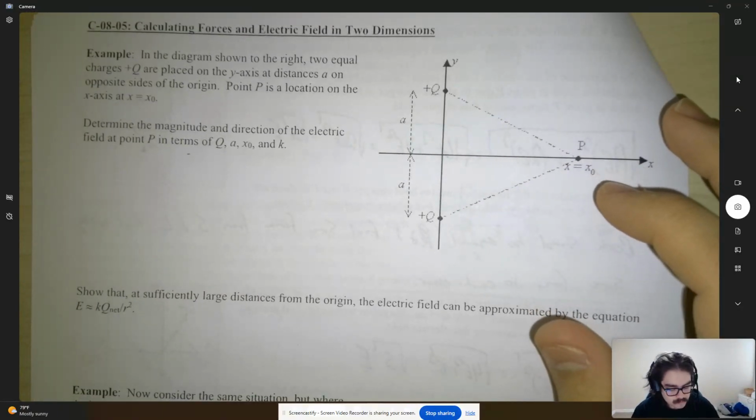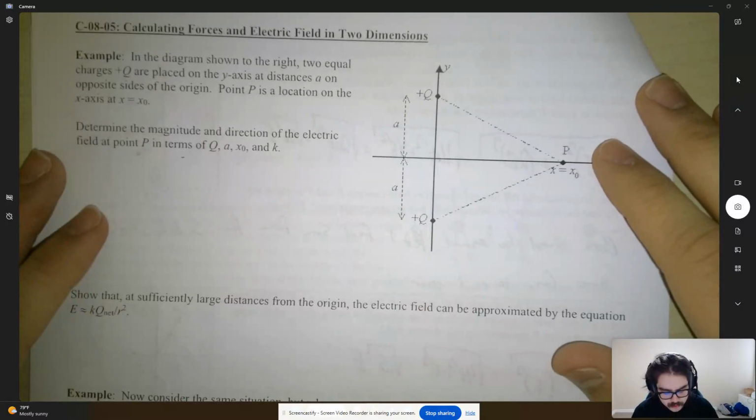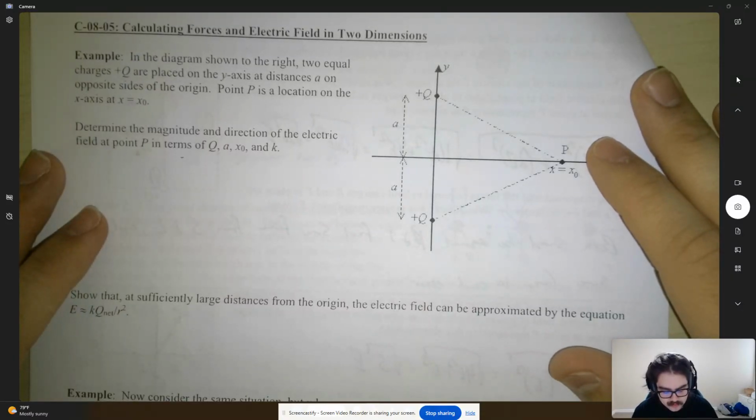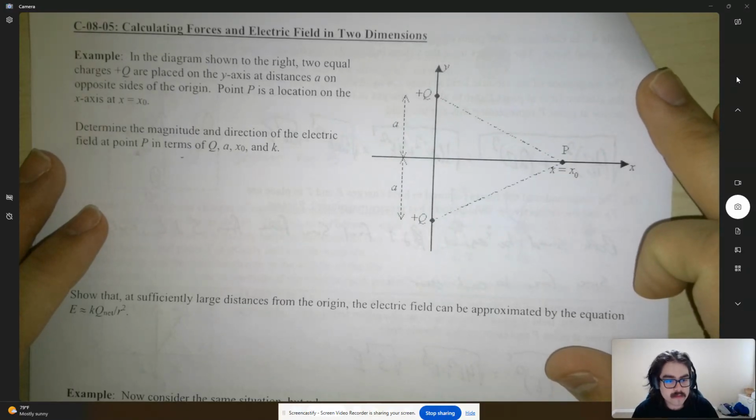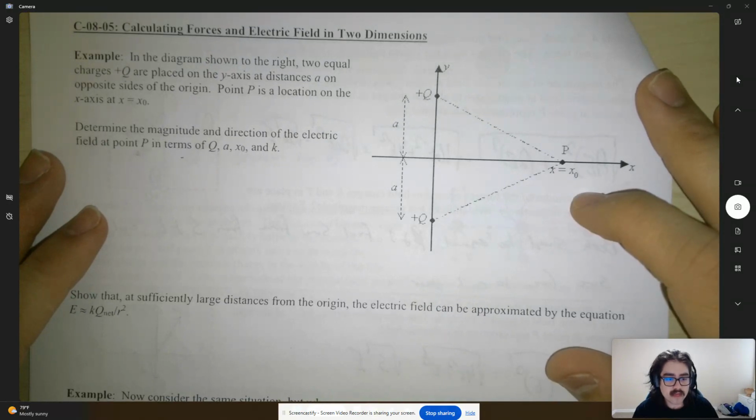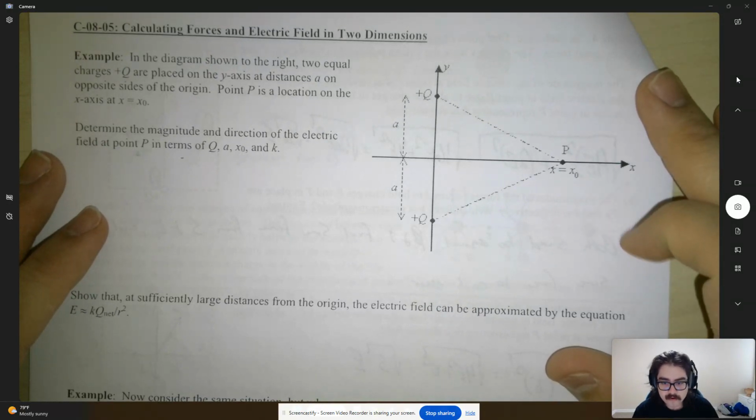Okay. In the diagram shown to the right, two equal charges, positive q, are placed on the y-axis at distances a on opposite sides of the origin. Point P is the location on the x-axis at x equals x naught. Okay, great. Determine the magnitude and direction of the electric field at point P in terms of q, a, x naught, and k. All right.